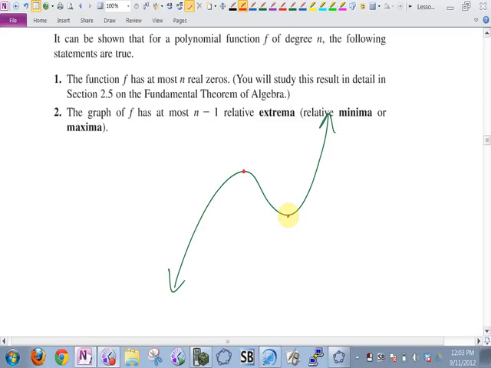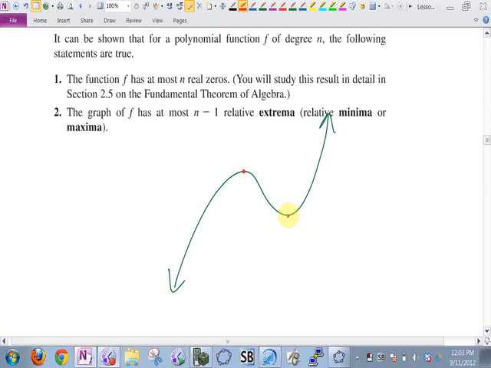These are called relative because the technical definition of a relative maximum is: can I create a viewing window where that point is the absolute maximum? Can I crop this in such a way, including some points to the left and the right, such that that point is the highest? So it is higher than points immediately to its right and its left. That's the definition of a relative maximum. And it's always one less than the degree.